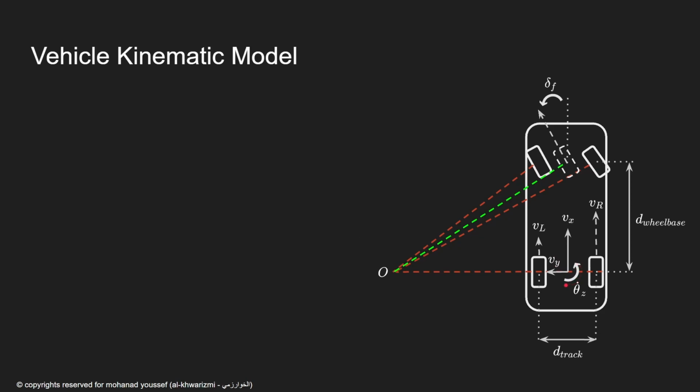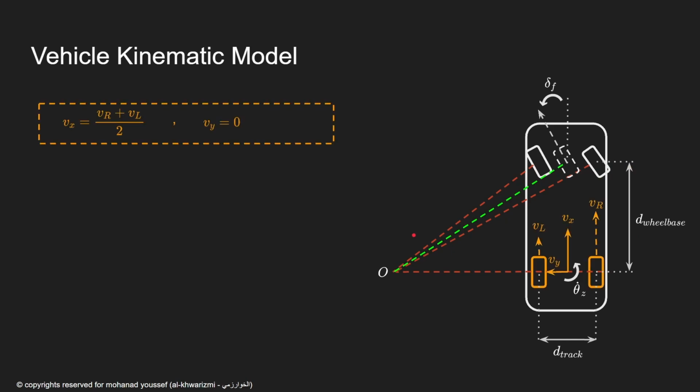That's the heading rate of the vehicle, the change rate of the heading angle. And here we have two main configuration parameters. One is the track width, that's the distance between the centers of the rear wheels. And here we have the wheelbase, that's the distance between the center of the front wheels and the rear wheels.